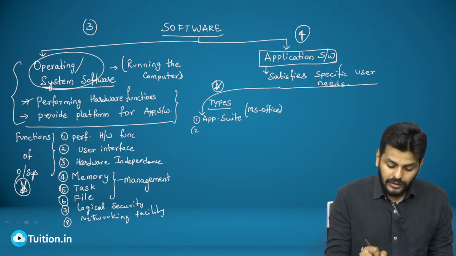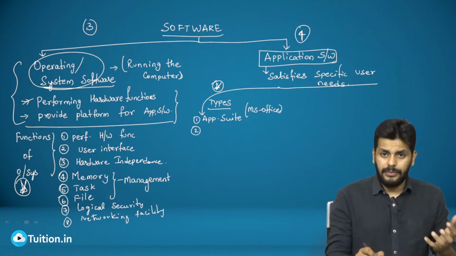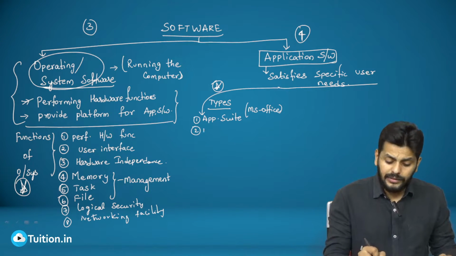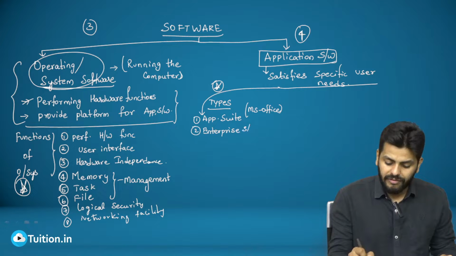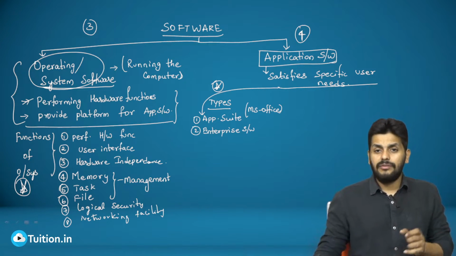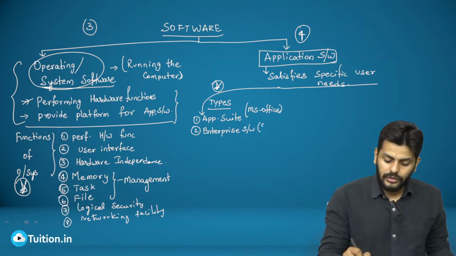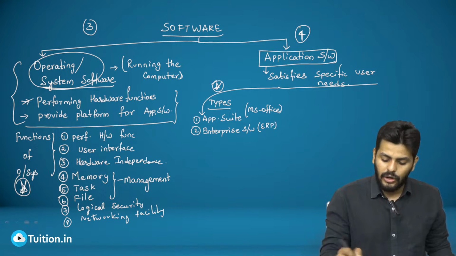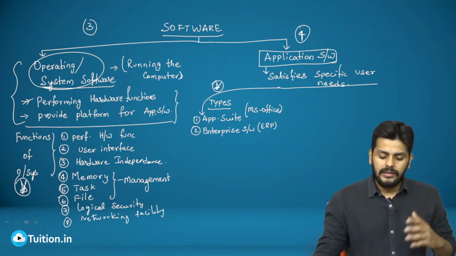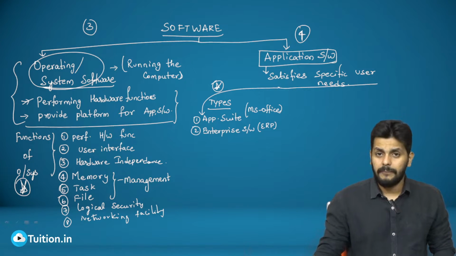Then the second one, the ERPs. We already discussed ERPs. They are enterprise-wide softwares, or simply called enterprise software, which bring the entire enterprise into consideration. The best examples are SAP and Oracle; any ERP is a good example of an enterprise software.